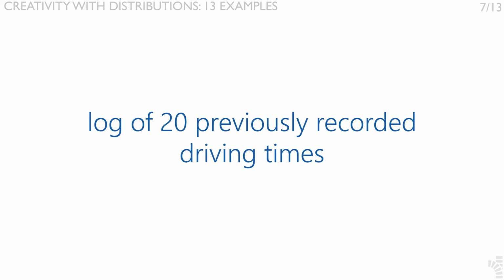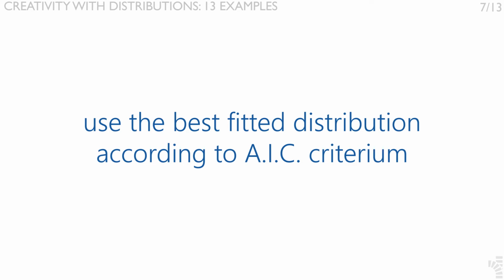Exercise 7, Distribution Fitting. Imagine the commuter has provided a log of 20 previously recorded driving times. Fit a distribution with a dataset of 20 elements. Use the best fitted distribution according to AIC criterion.